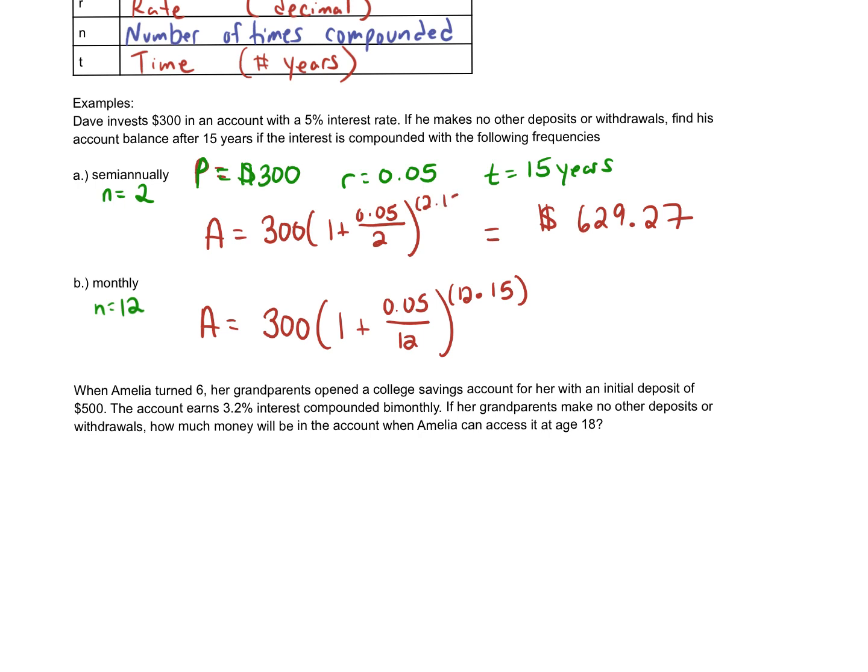I put this wrong though. It's 2 times 15 because it's 15 years. My apologies. 2 times 15 is 30. That's why I put 30. But I did put it right in the calculator.